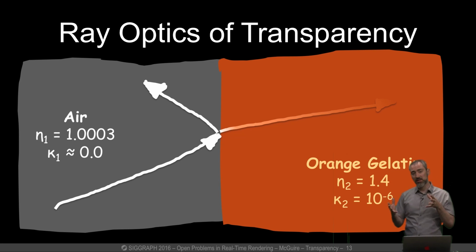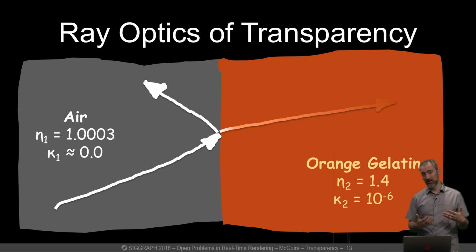In fact, when we say that light travels along a straight line through a homogeneous medium, what we mean is optically homogeneous. And what optically homogeneous means is that the index of refraction hasn't changed. So really the only difference between these two is that when we enter the Jell-O, we now see a real index of refraction of 1.4 and an imaginary one of about 10 to the negative 6th.